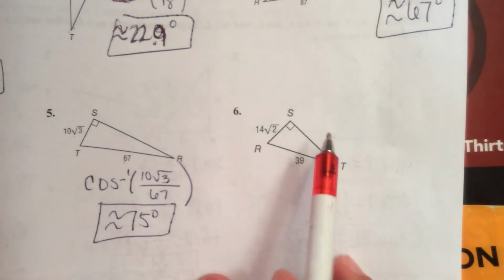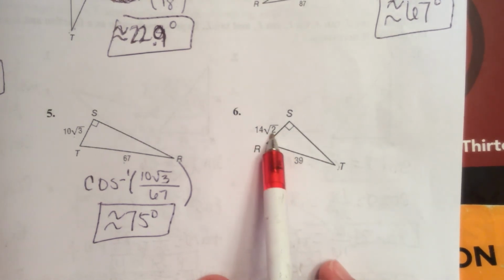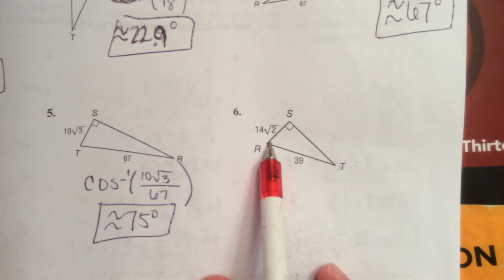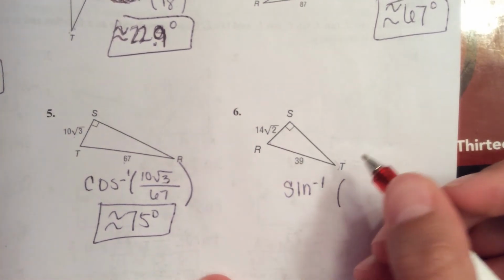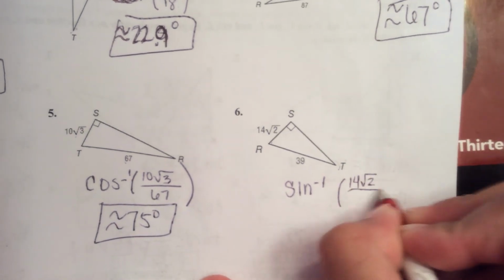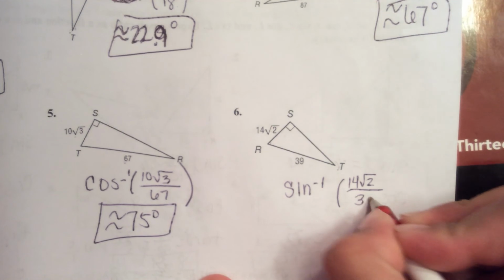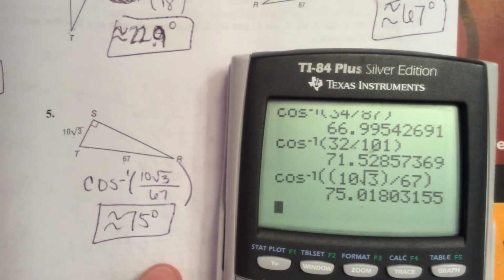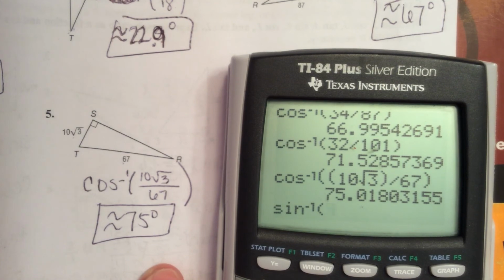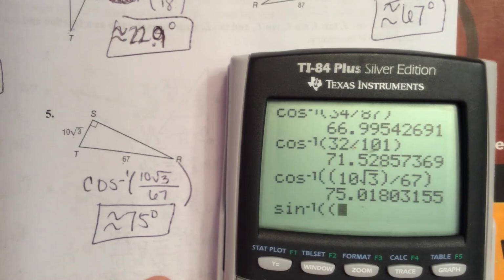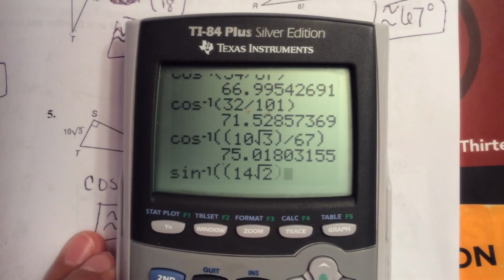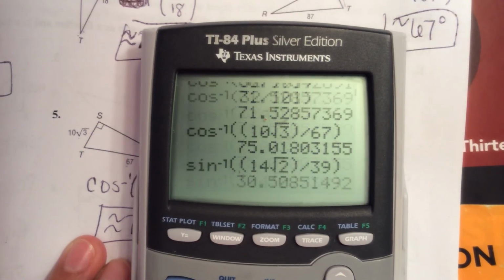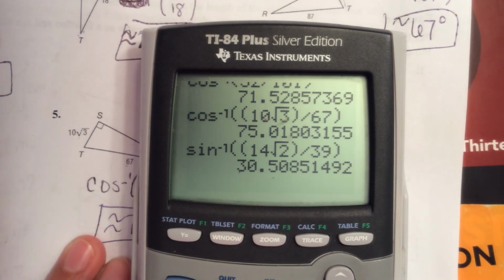Number 6, angle T. We have the opposite side and we have the hypotenuse. So we know that is sine. Opposite 14 square roots of 2 over the hypotenuse, which is 39. Stick an extra parentheses, 14 square roots of 2, going to arrow over, close parentheses, divided by 39, gives us approximately 30.5 degrees.